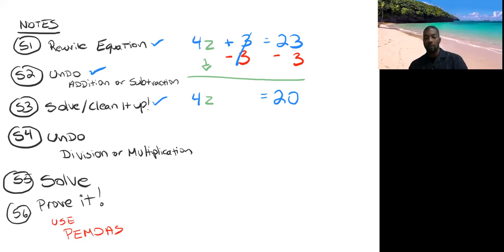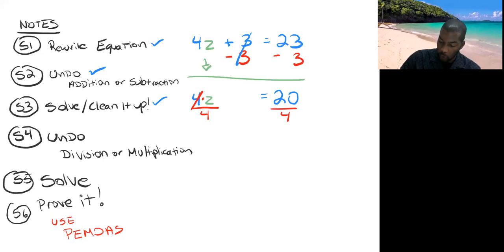Now I have to undo division or multiplication. Do I have division here? No. Do I have multiplication? Yes. Where? It's the 4z. It's really 4 times z. So how do I get rid of this 4 so the z can be by itself? Since I multiplied by 4, I now need to divide by 4. What I do to one side, I do to the other.